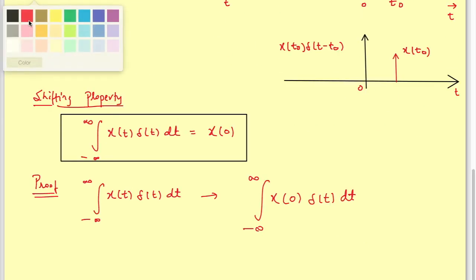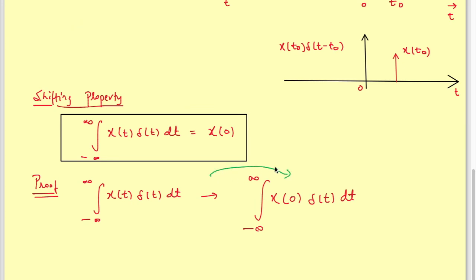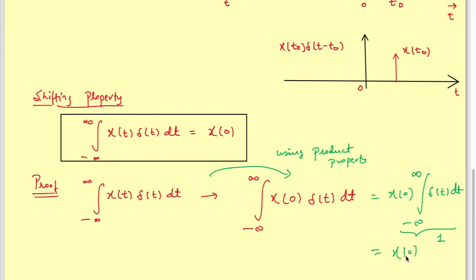So I will write it down here, using product property. Since x of 0 is independent of t, I can take x of 0 out here, and we know that area of an impulse is equal to 1. So this integral from minus infinity to infinity delta of t dt is equal to 1. So this equation will reduce to x of 0. So this property is fine.